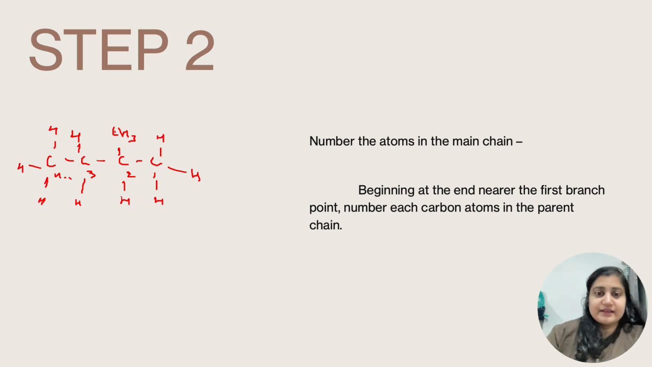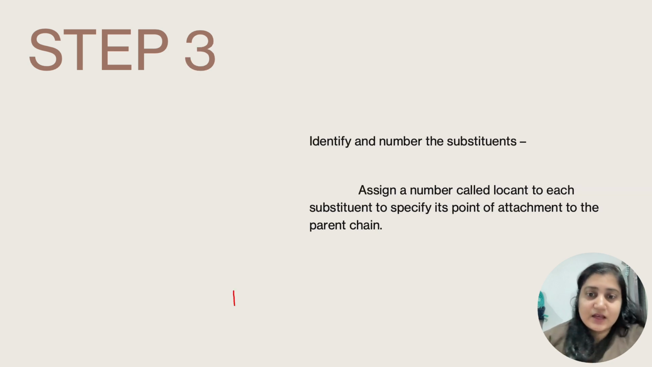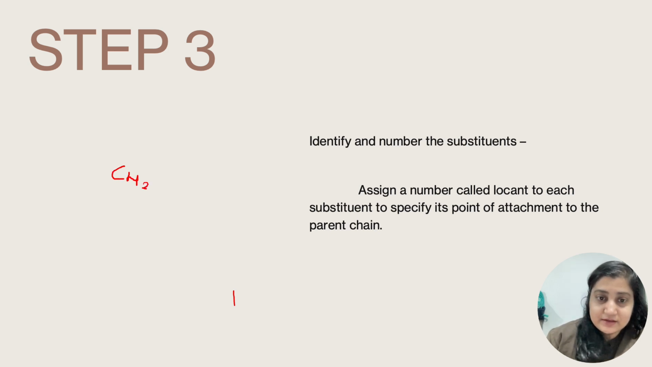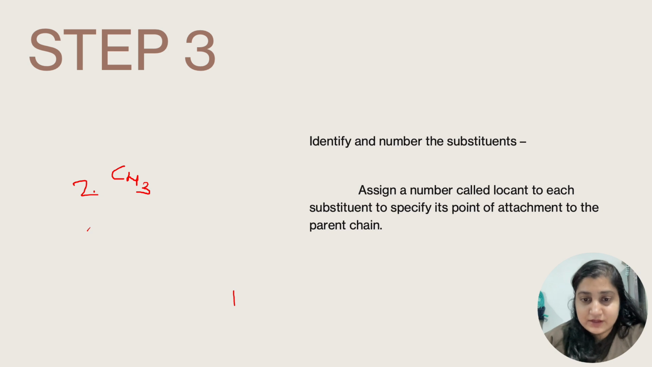Okay, so like this. Now the name, let's go ahead to the third rule, and we'll understand about the naming. Identify the number of the substituents, assign a number called a locant to each substituent to specify the point of attachment to the parent chain. That is what we learned right now. How do we identify the substituent? CH3 was methyl, so we numbered it as 2. Remember?